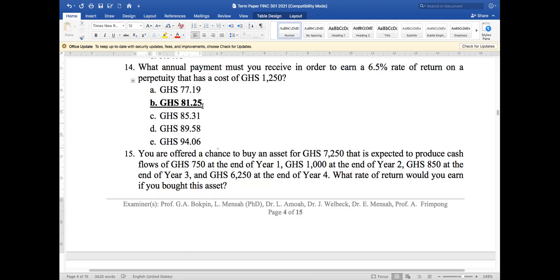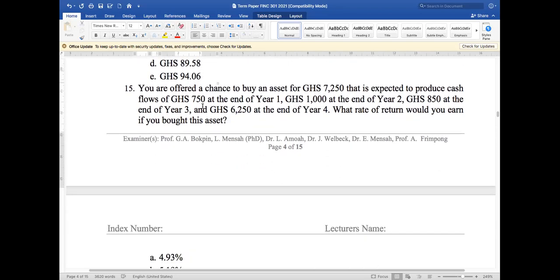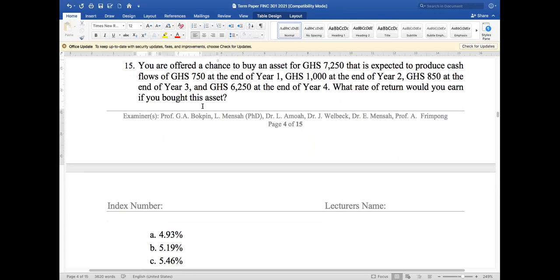Okay, let's look at question 15, which is also an interesting question. You are offered a chance to buy an asset for 7250. What is that figure? It's a present value. I'm telling you, I have this car. If you want to buy, the price is 7250. That's the cost of it, present value today. Are you getting the point? But when you get that asset, it is expected to produce a cash flow of 750 at the end of year one, 1,000 at the end of year two, 850 at the end of year three, and 6250 at the end of year four.